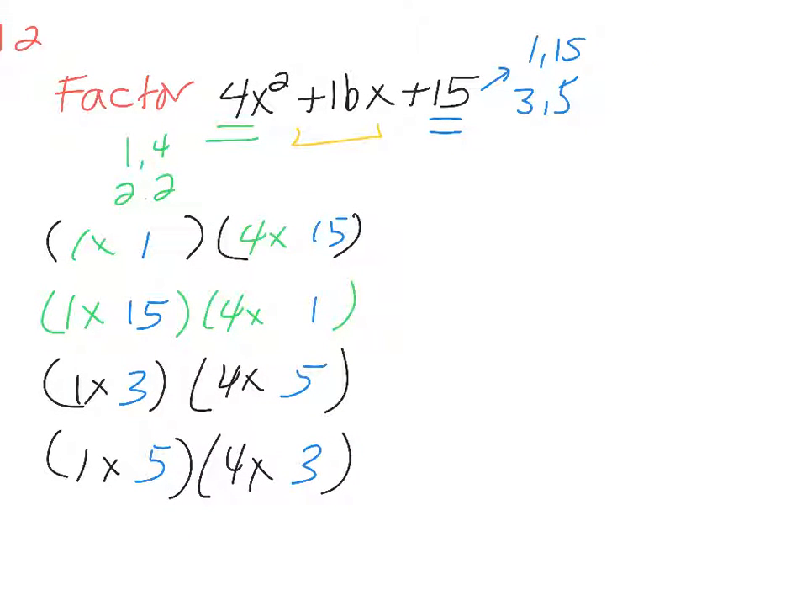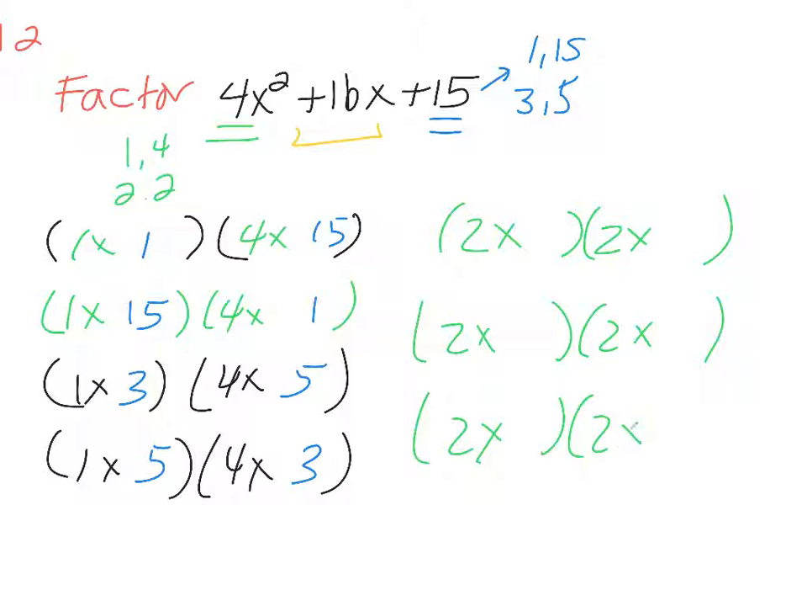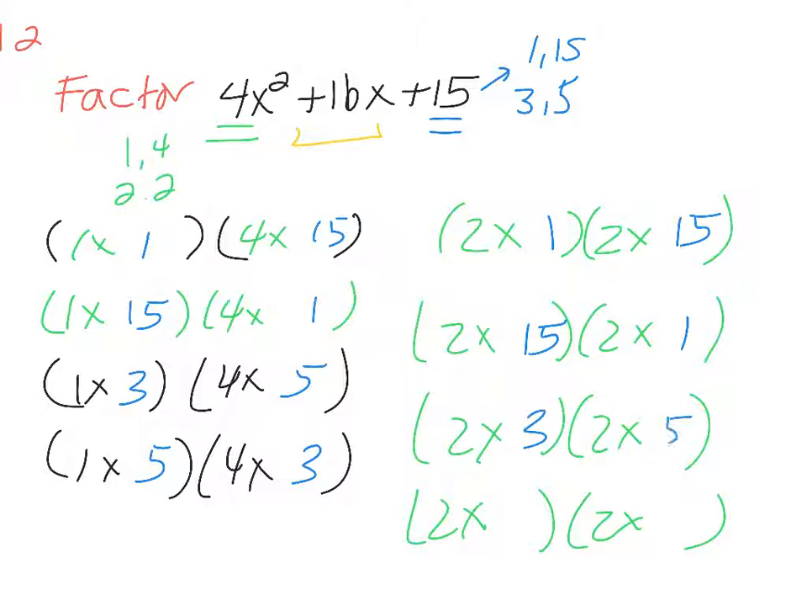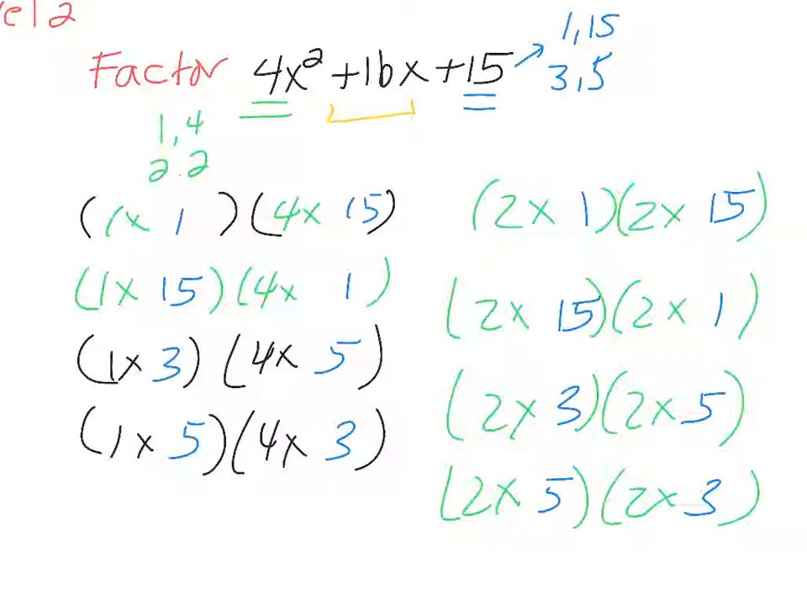if we used the 2. So maybe it was 2x and 2x, but we don't know which combination would have been used for the 15. Maybe it was 1 and 15, maybe it was 15 and 1, or maybe it was 3 and 5, and 5 and 3. So the goal is for us to find which combination after we multiply would give us some sort of 16.